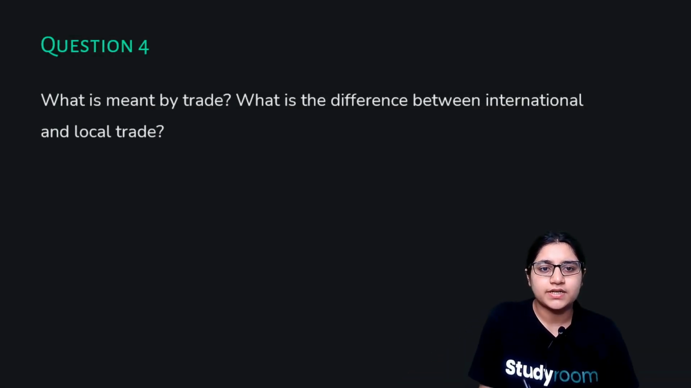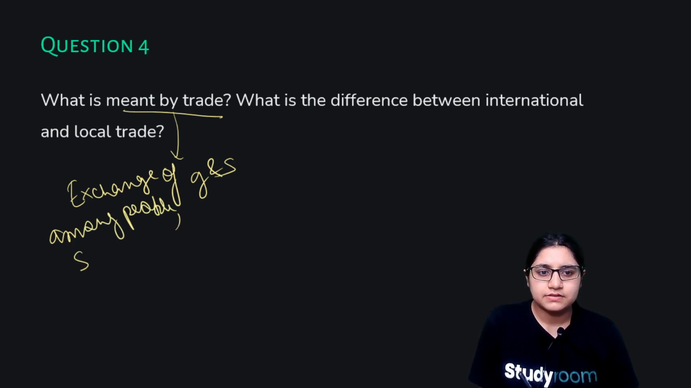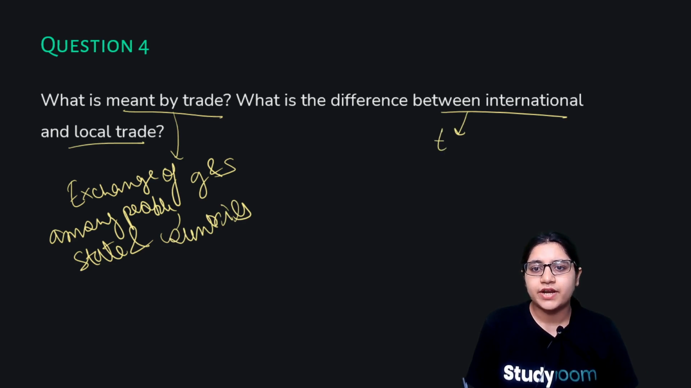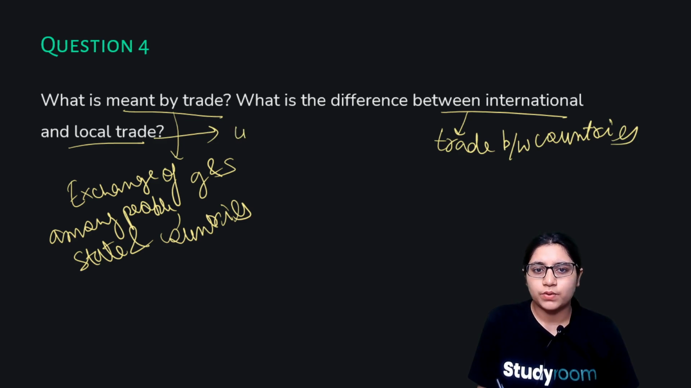Next, what is meant by trade? The exchange of goods and services among people, states and countries. What is the difference between international and local trade? International trade is trade between countries. And when trade happens within the country, within the territorial boundary of the country, it is known as local trade.